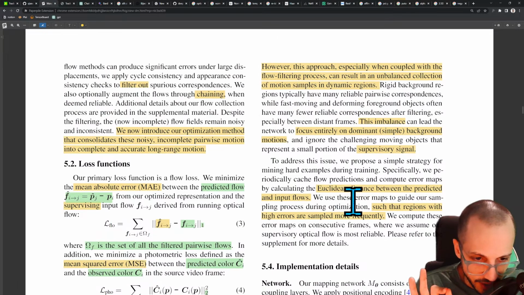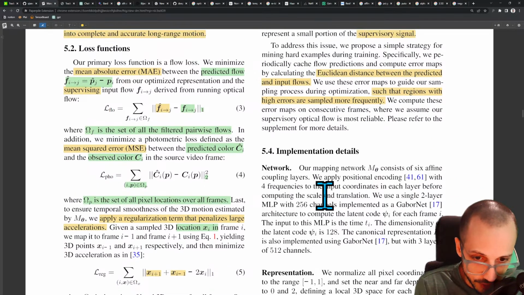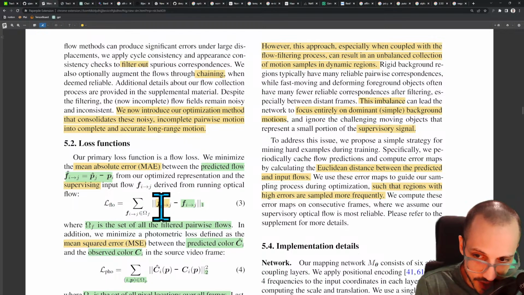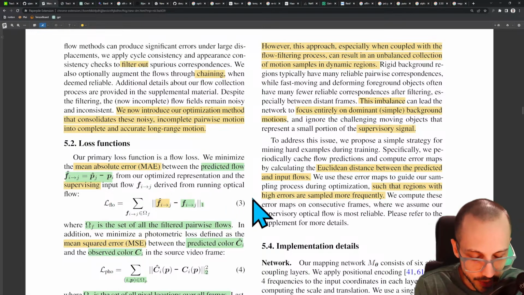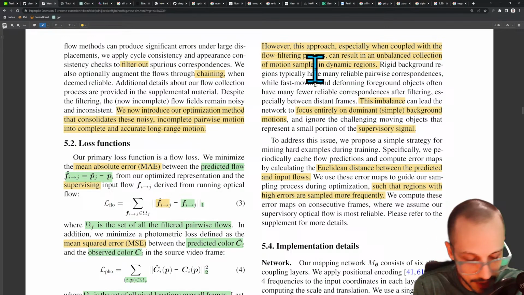In this case, they're mining specifically for examples where the error between the predicted flow and the supervisory flow is big. So they're saying, okay, well, we have this loss over all these points. Some of these are going to have a big difference. Some of these points are going to be where the difference between the predicted and the supervised is huge. And at that point, you want to sample more of those, right? Because if the distance is big, that means there's a high error. And they're saying that they get high errors on fast-moving foreground objects, which is honestly the type of stuff that they want to be tracking.